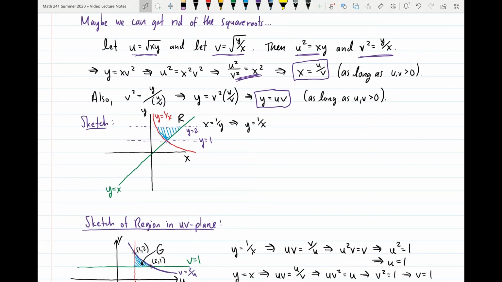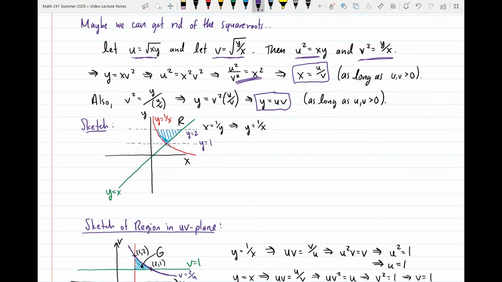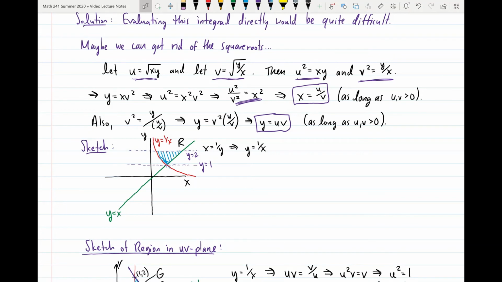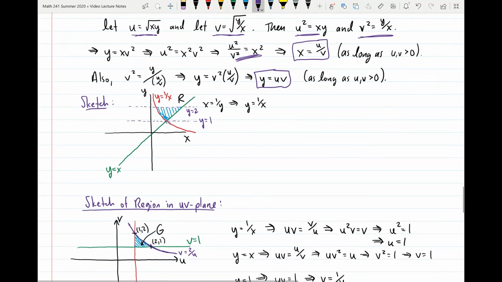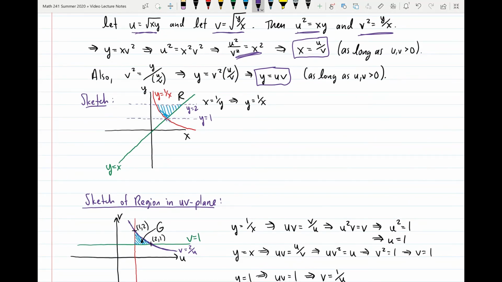Also, we have v squared is equal to y divided by u over v now. So we've just taken x and substituted u over v. And ultimately, doing a little bit more algebra, we get that y is equal to u times v, again, as long as u, v are greater than 0, which they are. And so now we have transformations. We have functions in the variables u and v that are describing the variables x and y. And so we can use this coordinate transformation and hopefully get a nicer integral.